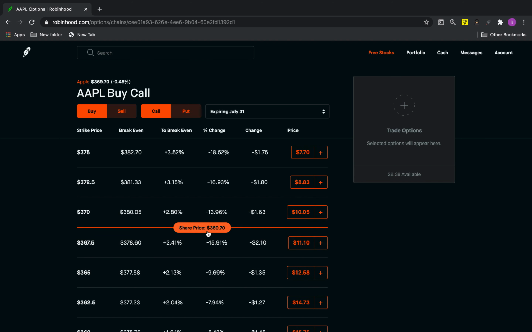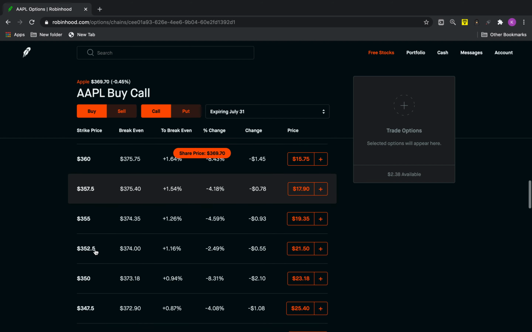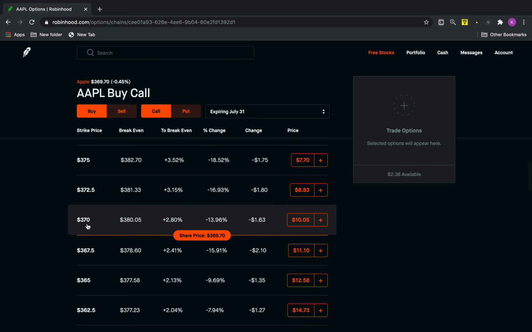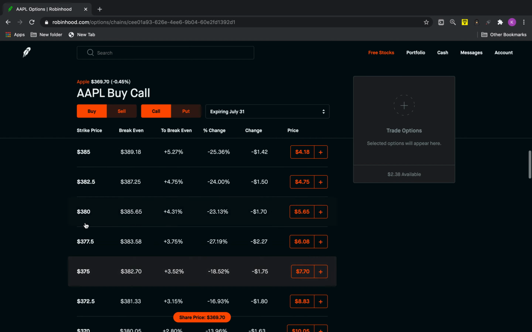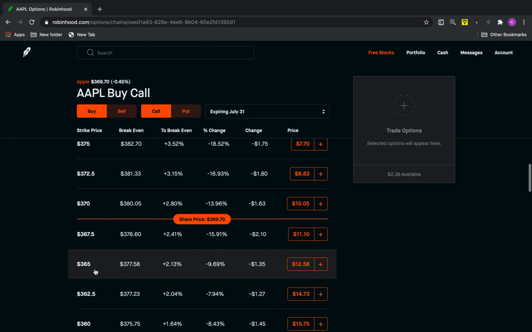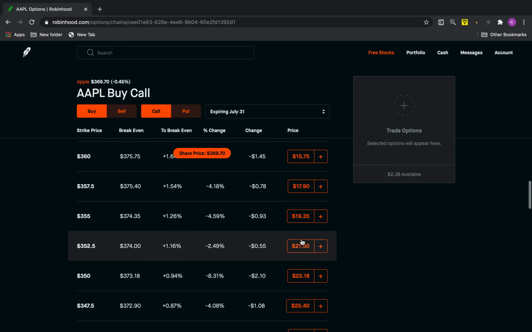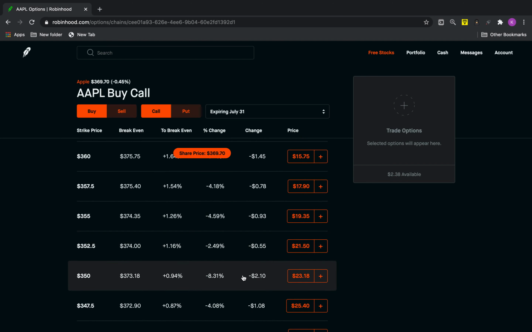So as you see here, Apple is trading at $369.70. So that means this $367 call and this $370 call are at the money because they're the two closest to the share price. So anything below this $367 call is in the money, and anything above this $370 call is out of the money. As you see, the deeper I go in the money, the more it costs to buy the option, and that's because of the intrinsic value.